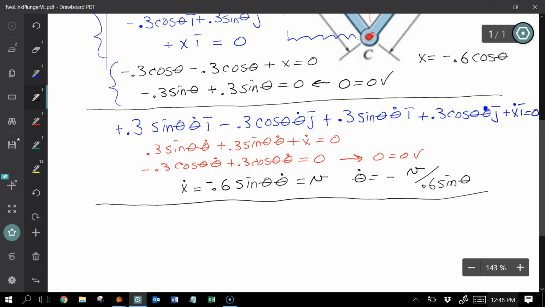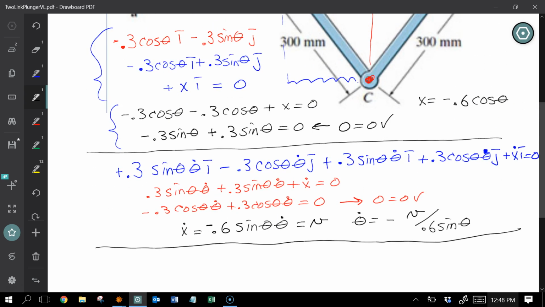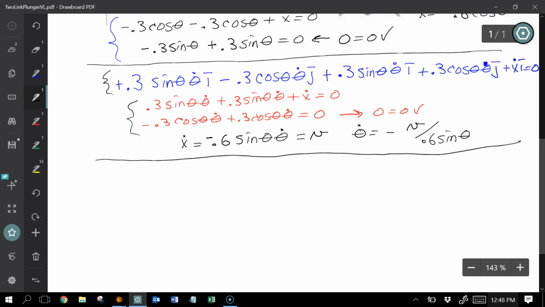Okay, now let's keep going on and finding the acceleration terms. So again, you could take the derivative of these equations if you want to, or what I like to do, because I like to use Mathematica, I'm going to take the derivative of the blue guy. Okay? So here's what I get when I take the derivative of the blue guy. And again, remember, chain rule. So I'm going to treat this guy as a product.